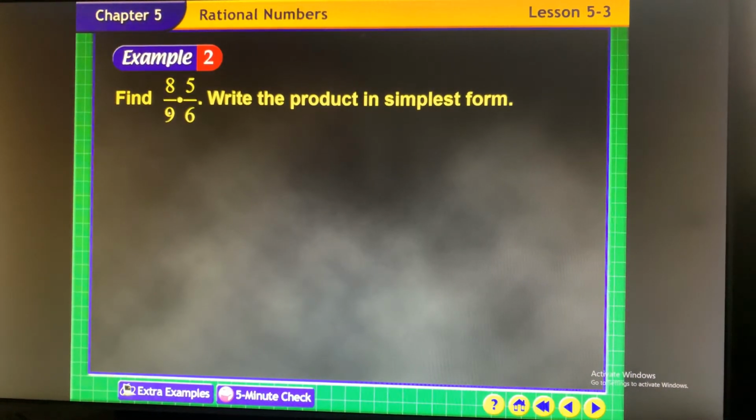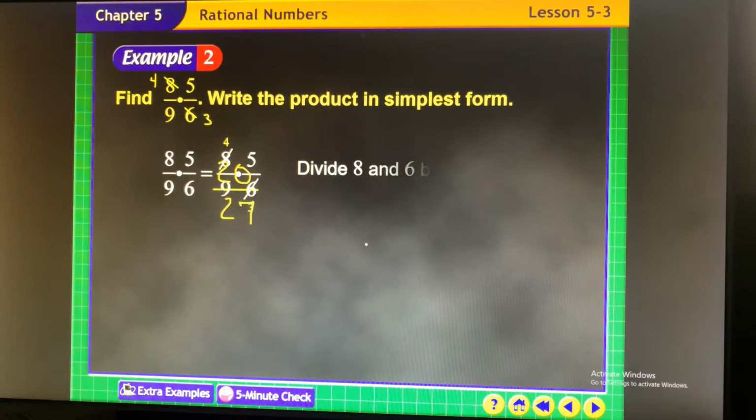Same thing, I look across. What goes into 8 and 6? 2 does. That becomes a 4, that becomes a 3. 4 times 5 is 20. 9 times 3 is 27. Done.